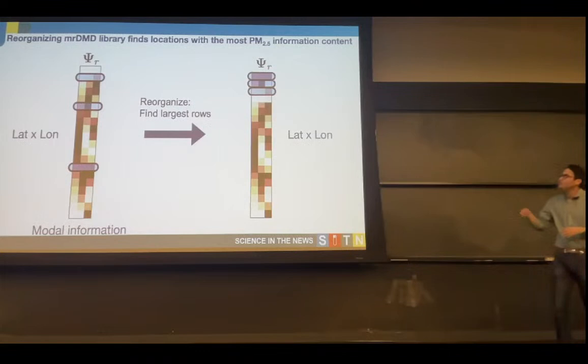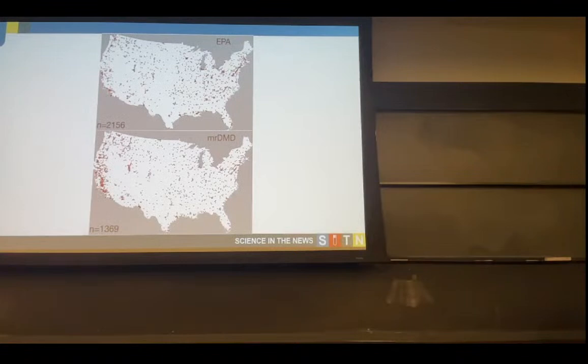So it's really cool because we have this massive library of pollution episodes, and we can place the sensors in the locations that best encapsulate those episodes. And this is what it looks like here. I'll walk you through this because it's a little small for the eyes. So the EPA sensor network is at top, which I showed you earlier, and then the DMD sensor network is at the bottom. If we look at the eastern seaboard, we mimic the EPA sensor network pretty well, just with a reduced, peeled back density of sensors.